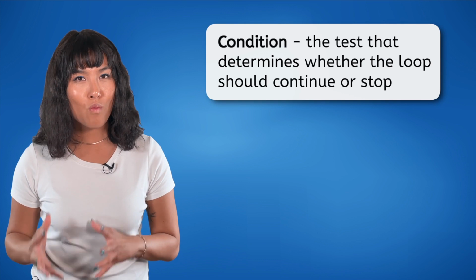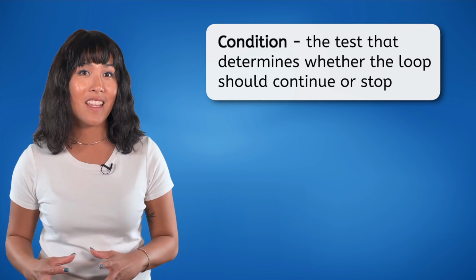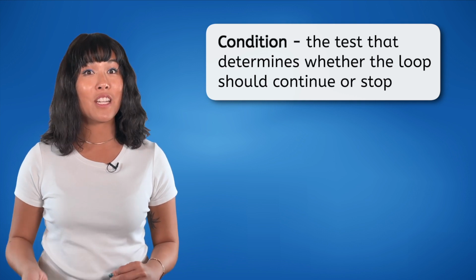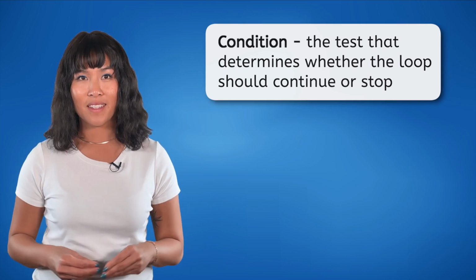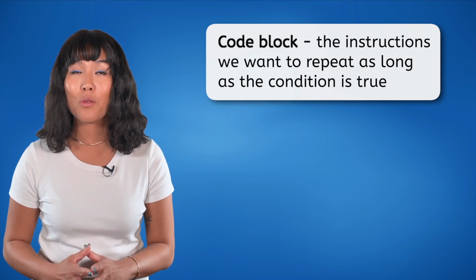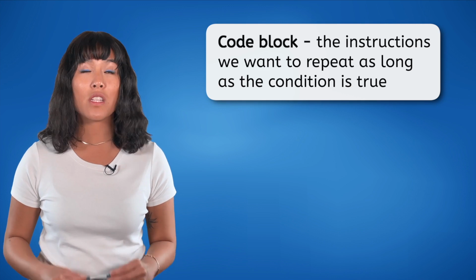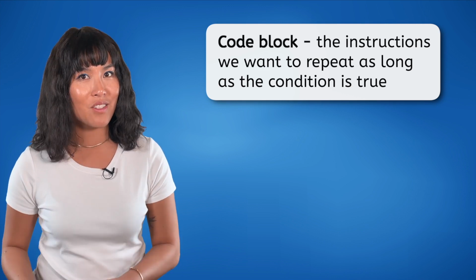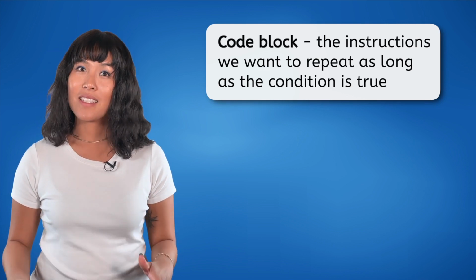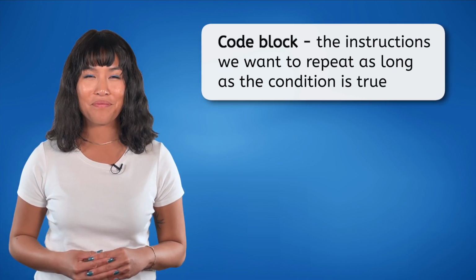First, after the while statement, there is a condition. This is the test that determines whether the loop should continue or stop. Then, below the condition is the code block. This portion of code contains the instructions we want to repeat as long as the condition is true. Let's take a look at an example and how it will execute.